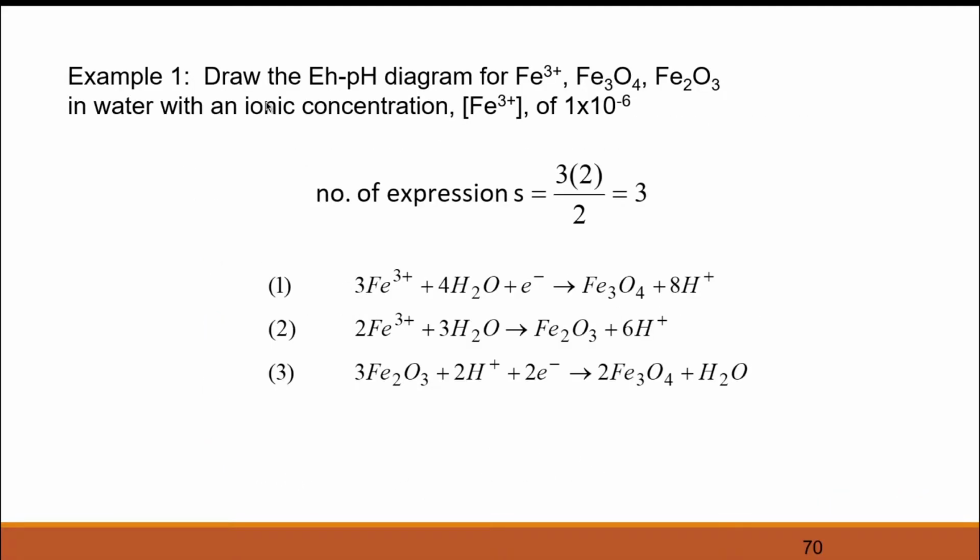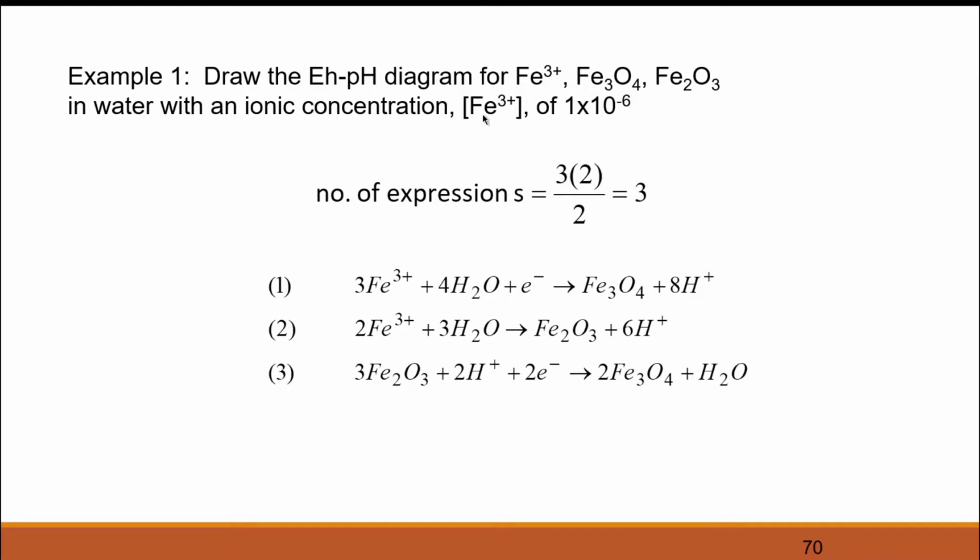So let's try this example now. We are to draw the EH-pH diagram of Fe3 plus, Fe3O4, and Fe2O3. So that's 3 species in water, and we are given an ionic concentration of 1 times 10 to the negative 6. And this is in terms of molarity, no? Because usually, if you remember, the activity of a dilute solution is just given by its molar concentration.